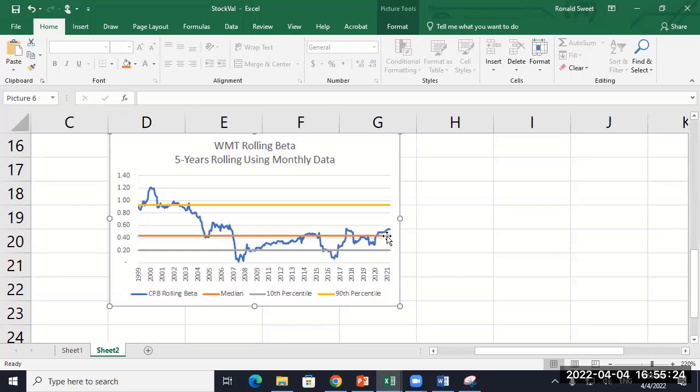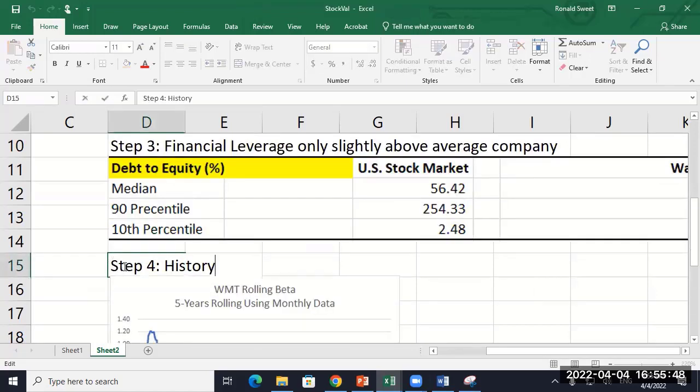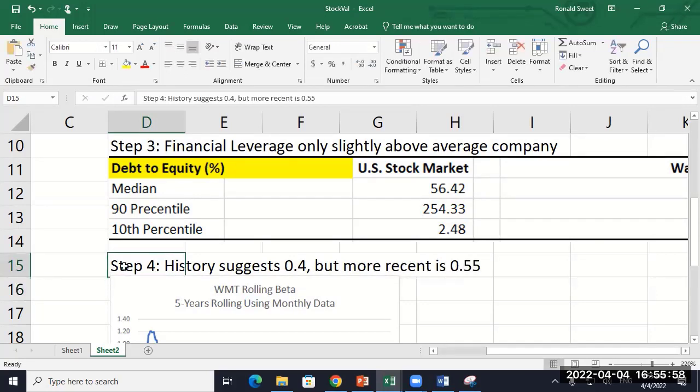Who knows? I mean, they're not selling Campbell soup. They are selling TVs, they are selling computers, they are selling clothes. So not everything they're selling is necessarily groceries. They do have a lot of groceries, but to me, groceries is a lower beta than Walmart. So to me, 0.4 is low for a grocery store. So history suggests 0.4, but more recent is 0.55. The 0.55 is closer to what I think going into this company. So I'm going to use that.